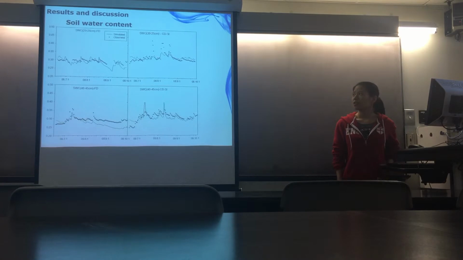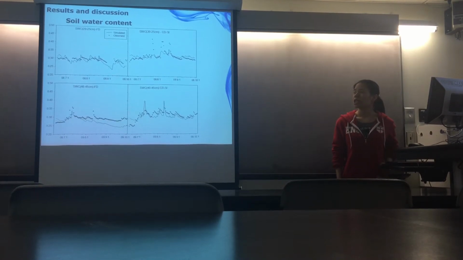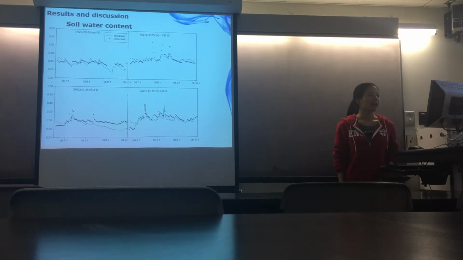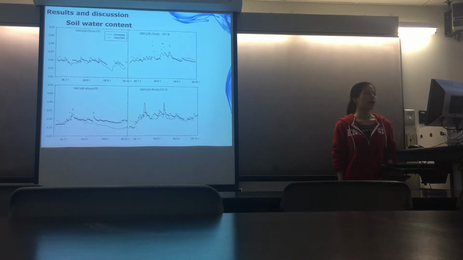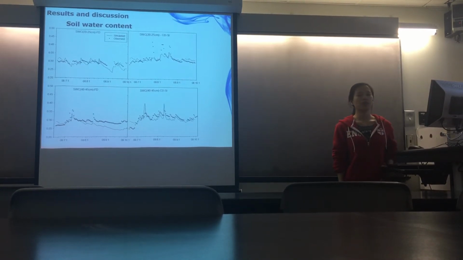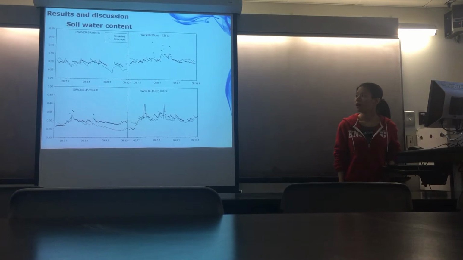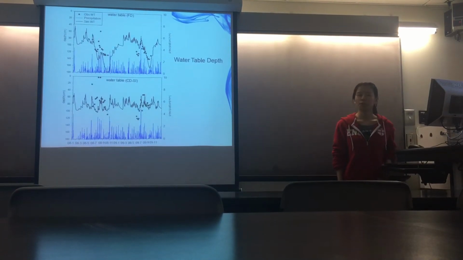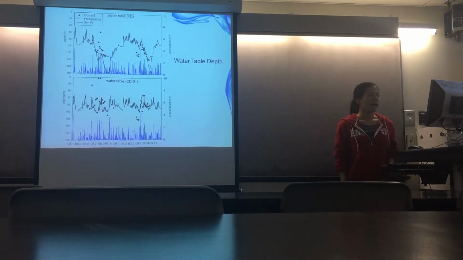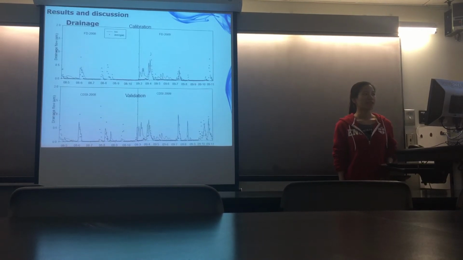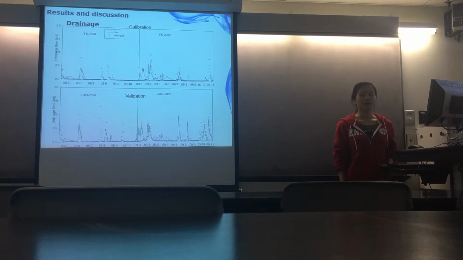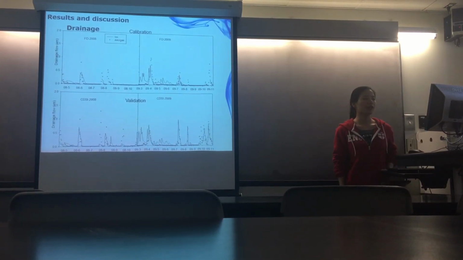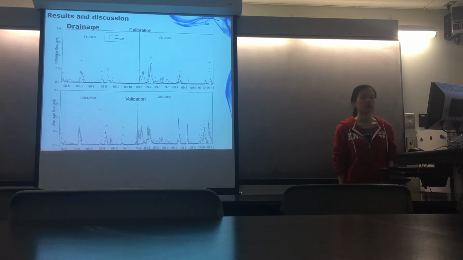So here we come to the results. This is the soil water content, and the curves represent the simulated results, and the observed ones are the dots. The same goes for the water table depth. Here is the drainage rate. In general, the model simulates the drainage rate well, except for a little bit of overestimation in spring because of the snow melt.